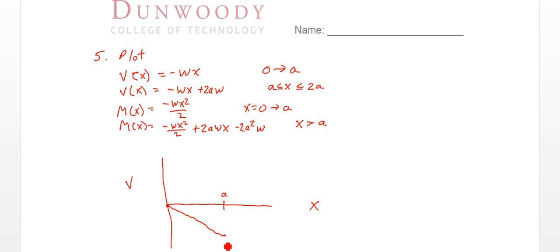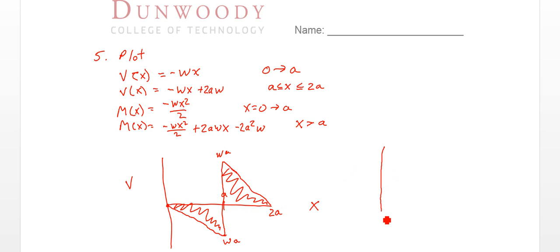So what is that going to be? This is going to be wa. And then at A here, I get 2aw minus wa, so it's going to be positive wa, and that's going to continue on until I get to 2a, where it's going to be negative 2aw plus 2aw, which is 0. So this is at 2a, and this is my shear diagram.